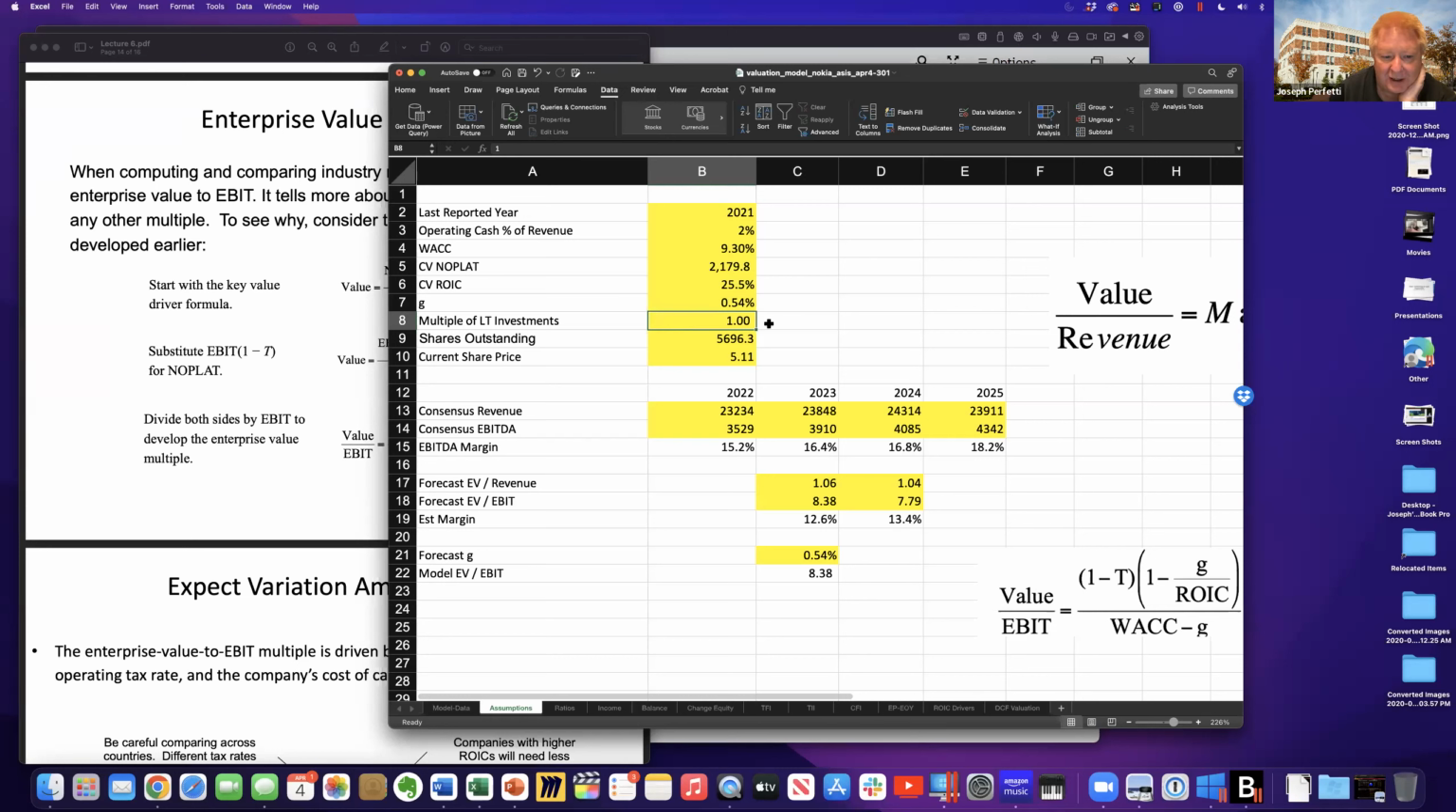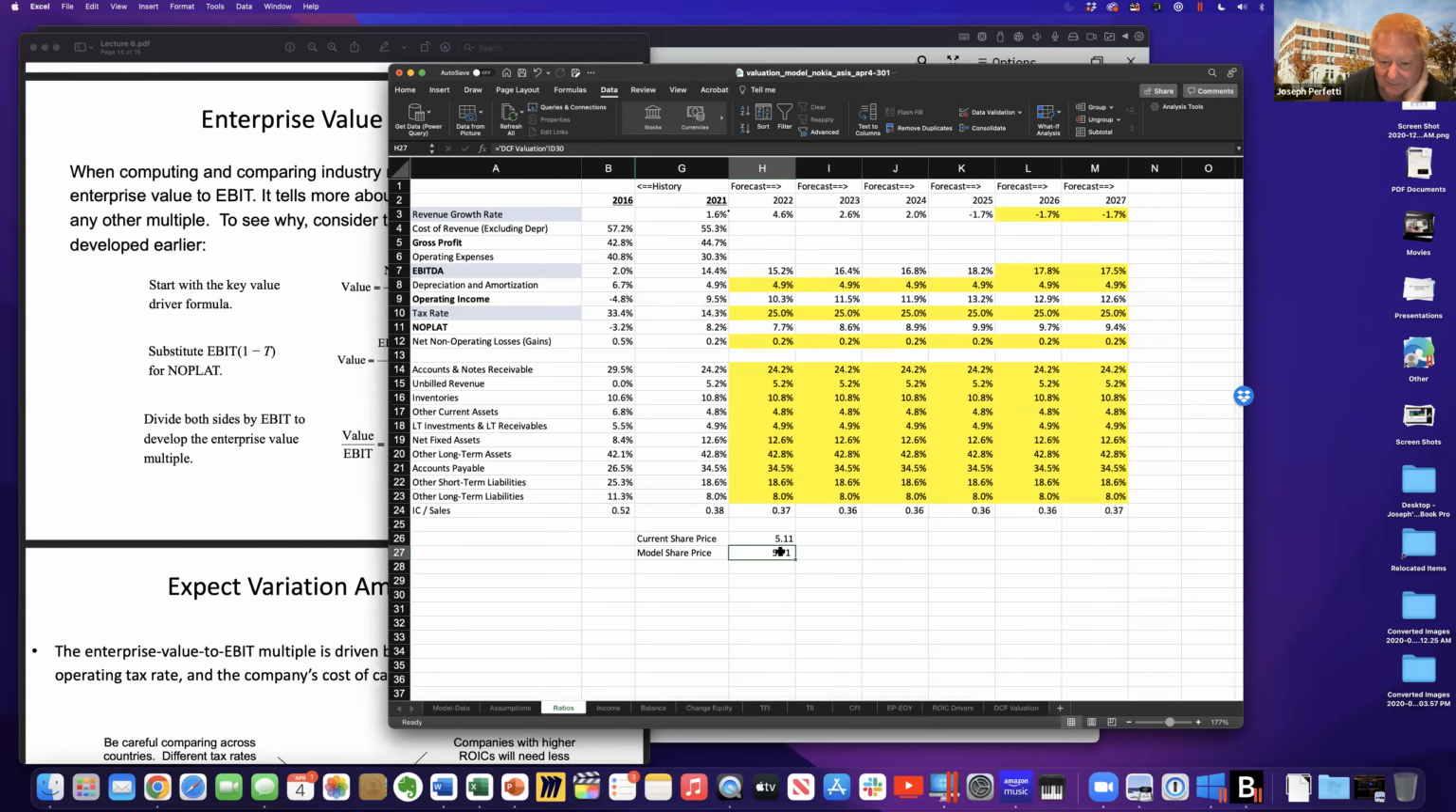But now I have a G in perpetuity, 0.54%. And that did change the share price to 5.71. So the share price is now a little bit higher because I added the extra G. But that's what the market is doing. The market is using a G closer to that because that's what the trading multiples tell me they have to be using. Okay, so here's the point.